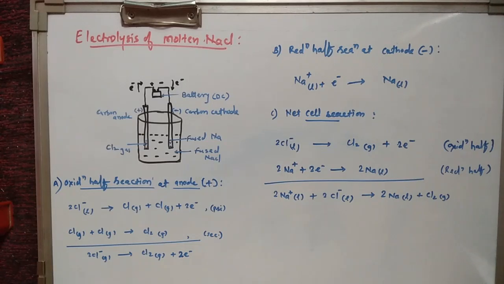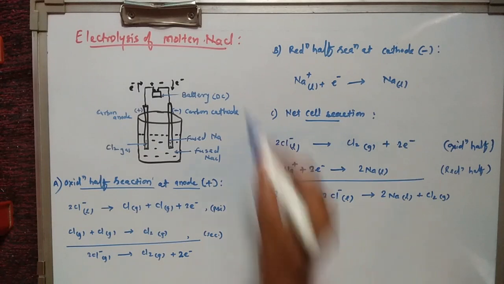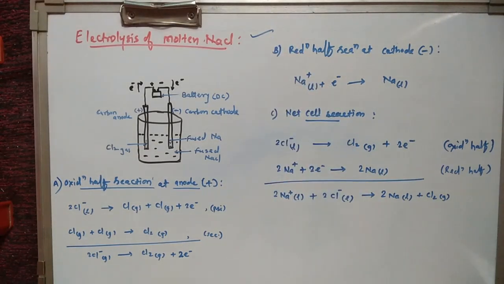Let us study electrolysis of molten NaCl. Now, as you know, there are two types of these cells: electrolytic cell and galvanic cell, or voltaic cell.